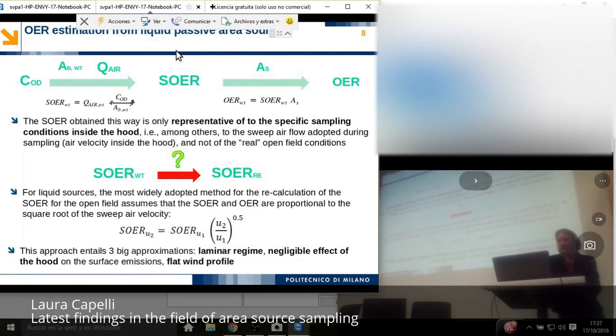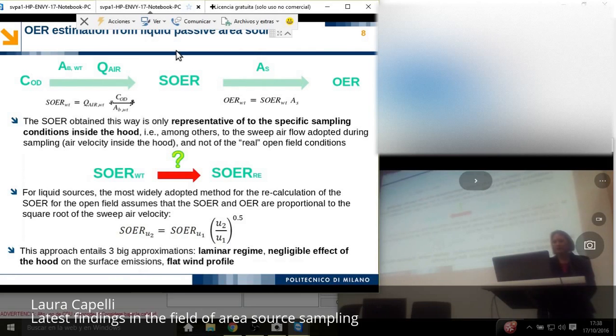So then, moving on, the problem of sampling on area sources is not only to get a representative odor concentration value. Since in many cases odor dispersion modeling is the preferred approach for regulations in many countries, it is important that this odor concentration is in some way turned into an odor emission rate. And this is another very complicated issue.